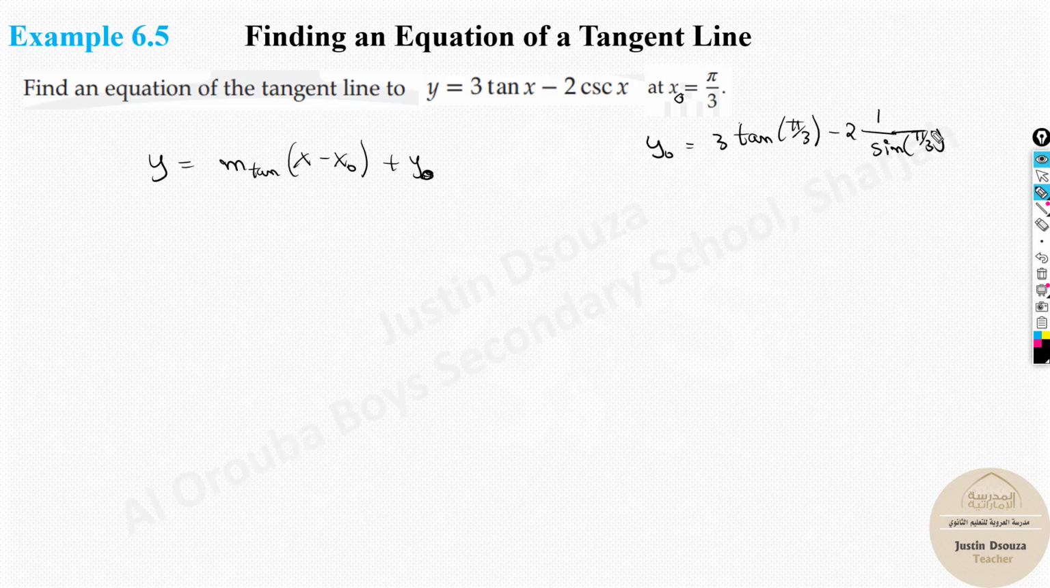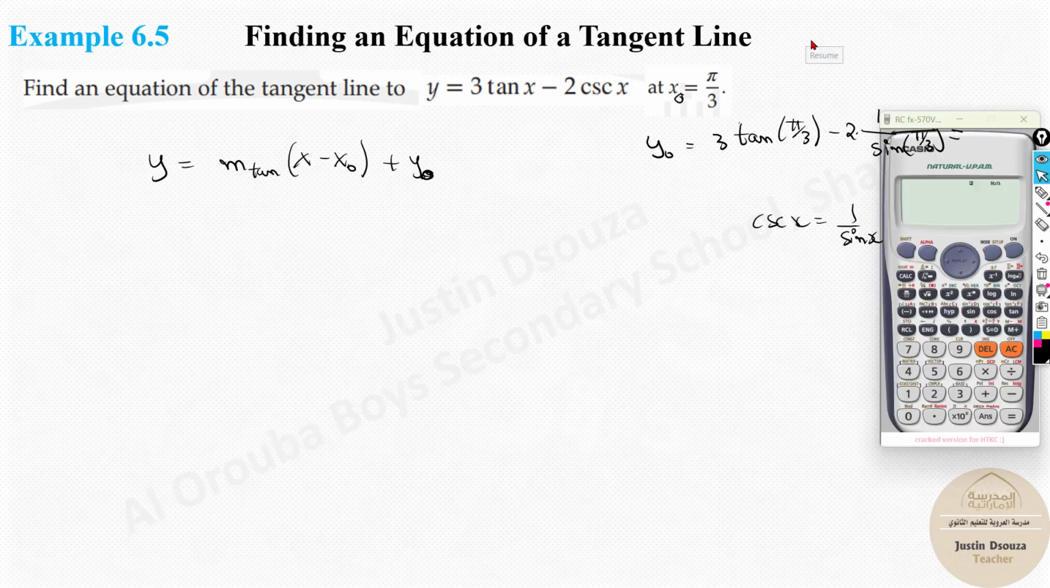1 by sine is cosecant, x is pi by 3. So this is how you can usually use the calculator. This 2 will come up, or you can write 2 multiplied by 1 by sine x, because cosecant x is 1 by sine x. Okay, CSC x is equal to 1 by sine x. That is the reciprocal rule. Now if you put this in calculator, you will get the answer of y naught, and then you know x naught. All you need is m tangent.